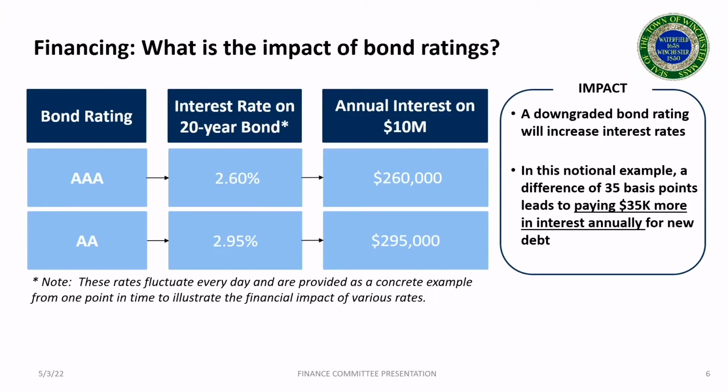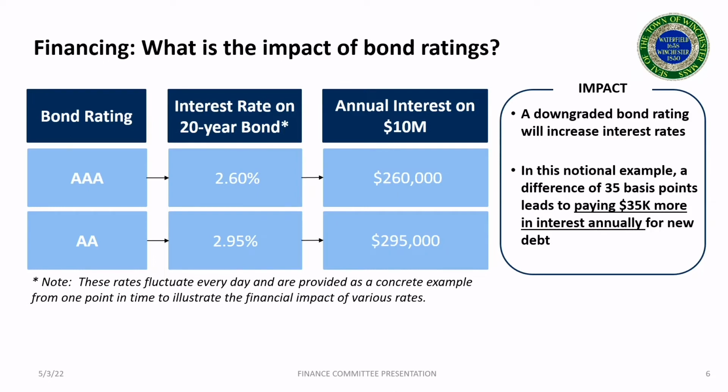So as Select Board Chair Mucci explained, what's the impact of the bond rating? We did one example here, comparing the interest rate on a 20-year bond using available rates that fluctuate every day, and compared the annual interest on $10 million for a AAA rating and a AA rating. If you are downgraded, you'll increase your interest rates, and in this notional example, a difference of 35 basis points would lead to paying $35,000 more in interest annually for new debt over the life of the loan.